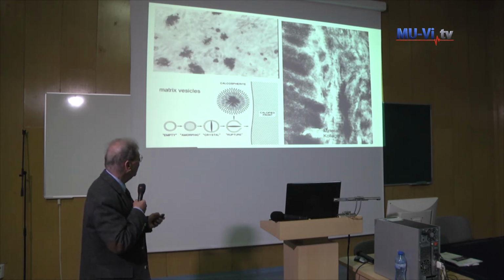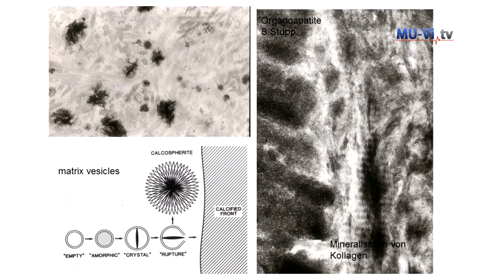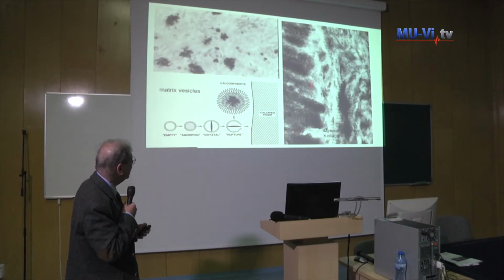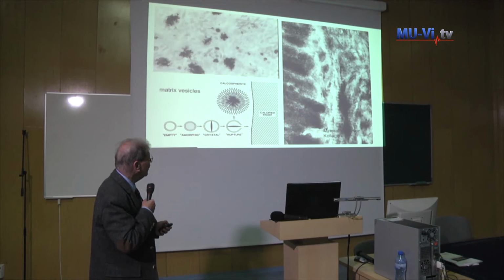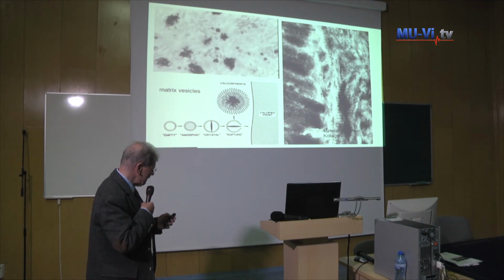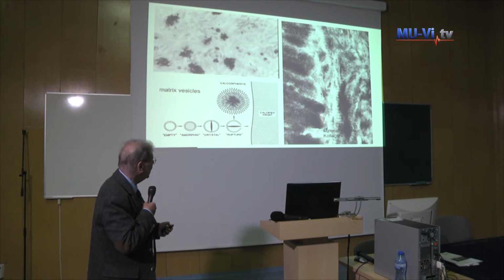For example, you see here the mineralization of primary bone with matrix vesicles, and these matrix vesicles have a special way to develop, and they can be seen in the young primary bone, and there is also another possibility, namely that the mineral of the implant, this is an organoapatite by Sam Stupp, is in contact with the mineral of the collagen and the bone in the neighborhood of this material.